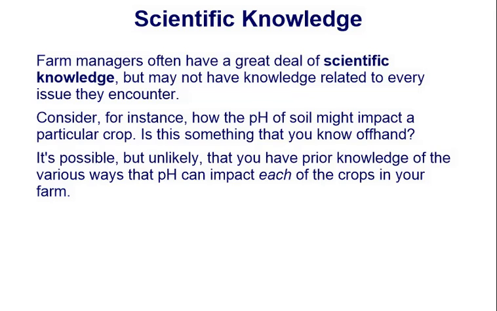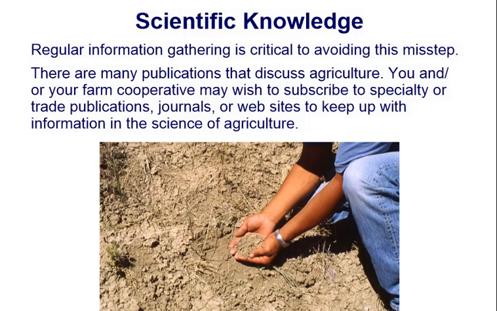Scientific knowledge. Farm managers often have a great deal of scientific knowledge, but may not have knowledge related to every issue they encounter. Consider, for instance, how the pH of soil might impact a particular crop. Is this something that you know offhand? It's possible, but unlikely that you have prior knowledge of the various ways that pH can impact each of the crops in your farm. Regular information gathering is critical to avoiding this misstep.